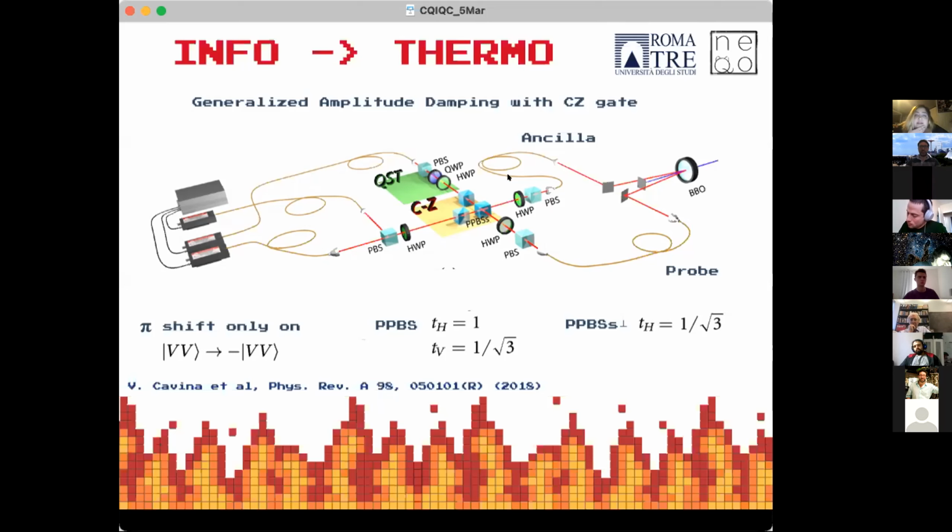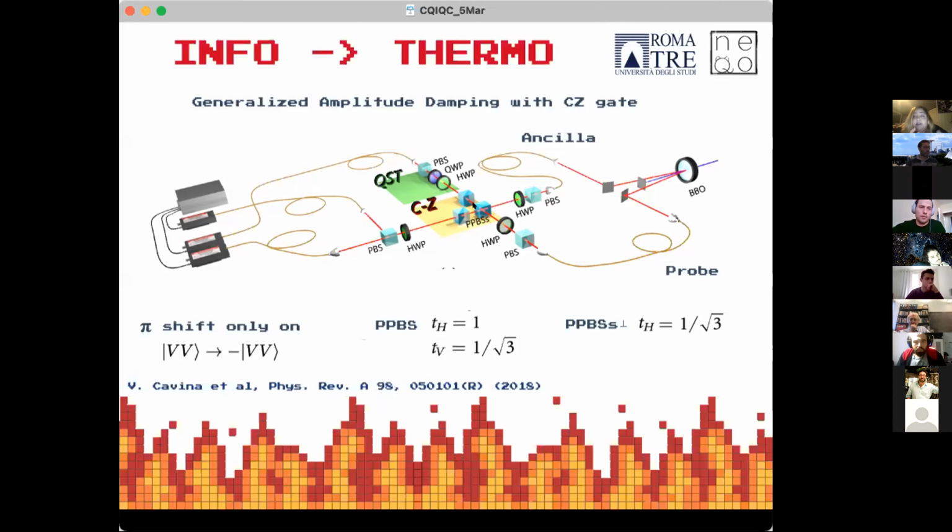The gate is a control phase gate, so a gate that applies a pi shift only on the vertical component entering the gate, and this is realized with this partially polarizing beam splitter here, the central one. This is where the interaction happens, and this is a polarizing beam splitter that has different transmittivity for the horizontal or vertical component of the polarization. So the horizontal just goes through, while the vertical component is divided: one over the square root of 3 goes through and the other is reflected.